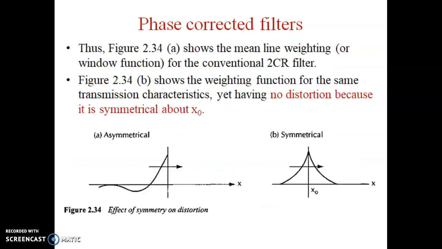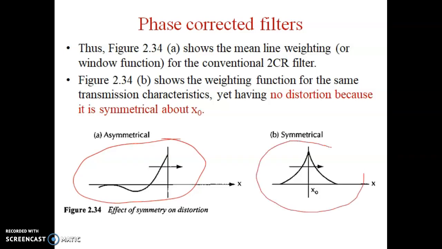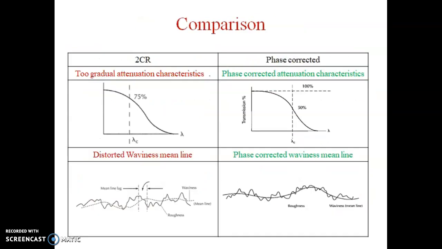Let's explain the window functions with this figure for both the 2CR filter and phase corrected filters. This figure A is showing the weighing function for the 2CR filter, and this is asymmetrical, and this one is the weighing function used for phase corrected filters, and these are symmetrical about the x0 value. So finally, a comparison of 2CR with the phase corrected filters.